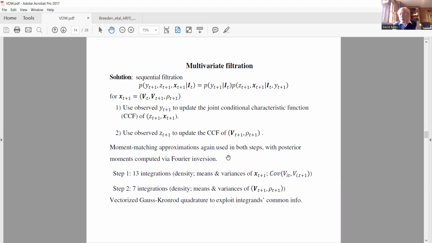The solution I've come up with for this paper is sequential filtration. What we do basically, by Bayes' rule, is take the joint density function of observed variables y and z and latent variables x, and write it as the density of y times the joint density of z and x. So it's just sequential. Basically, update based on y and then update based on z.